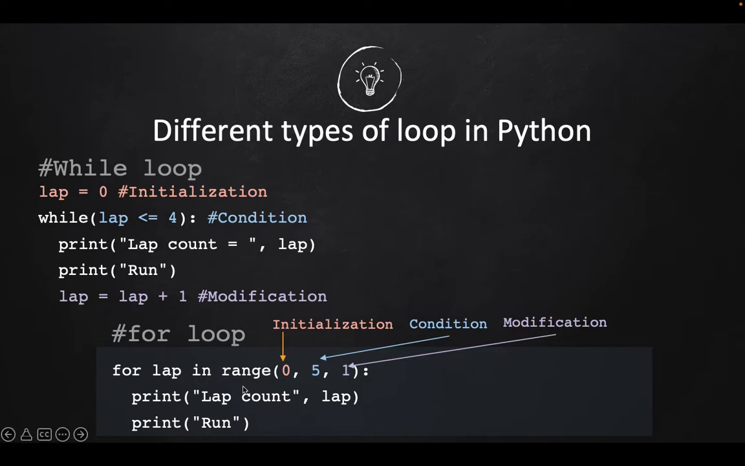The next important loop in Python is a for loop. For loop and while loop are basically same. They do the same work in the same way, but the syntax is a little different.